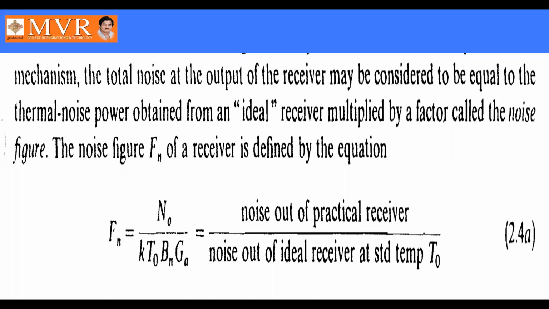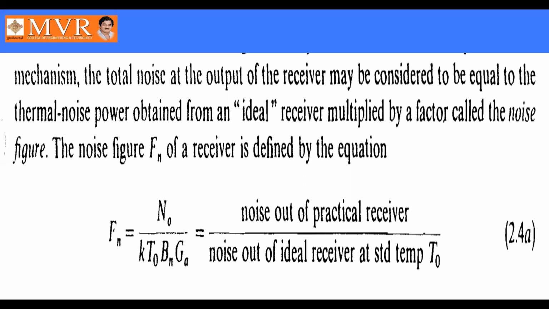Now, this is the noise figure. The noise figure stands for the ratio of the noise out of the practical receiver to the noise out of the ideal receiver at the standard temperature T0. Normally for an ideal receiver there will be no noise, but practically there will be noise. So we need to define the noise figure with respect to the ideal receiver, that is, how much noise is increased while you are using a practical receiver. That can be defined by the noise figure. Fn is equal to N0 divided by k T0 Bn Ga, where Ga is the available gain. This is the noise out of the practical receiver to the noise out of the ideal receiver at the standard temperature T0.